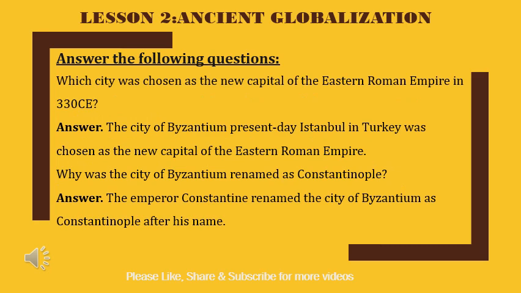Answer the following questions. Which city was chosen as the new capital of the Eastern Roman Empire in 330 CE? Answer. The city of Byzantium, present-day Istanbul in Turkey, was chosen as the new capital of the Eastern Roman Empire. Why was the city of Byzantium renamed as Constantinople? Answer. The Emperor Constantine renamed the city of Byzantium as Constantinople after his own name.